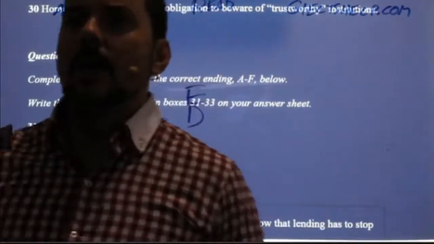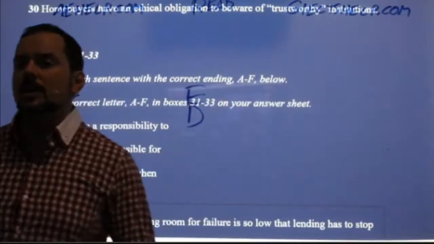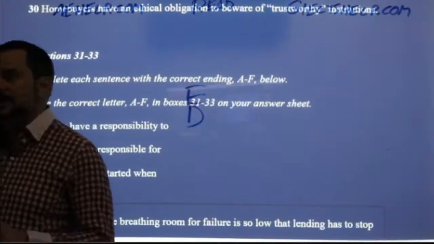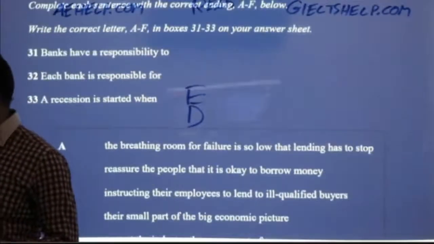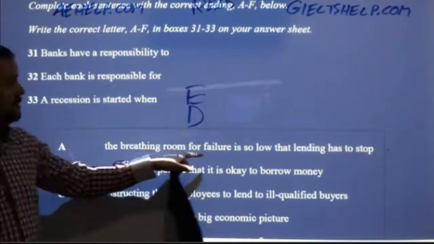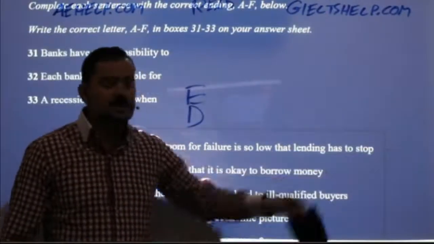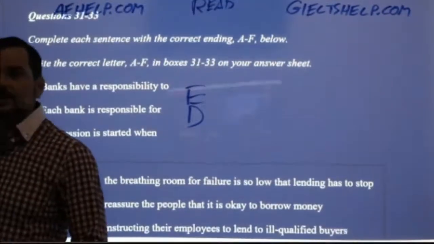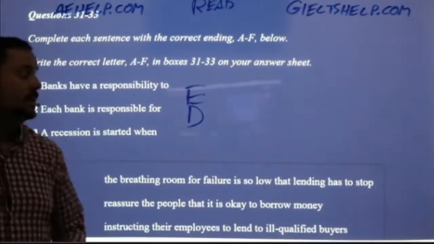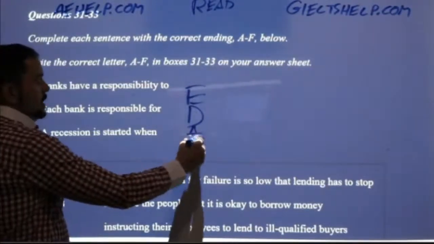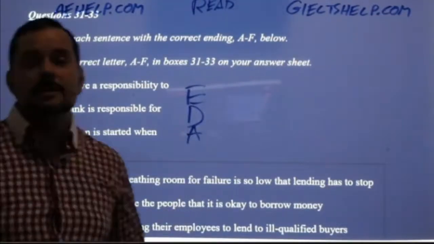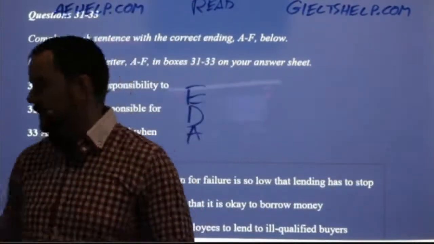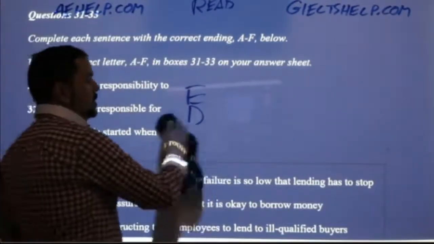Everything in the channel, we're using our exam book 1. So academic IELTS help exam book 1. Okay. So here, the breathing room for failure is so low that lending has to stop. If we stop lending, recession is started. So the correct answer is A. If banks are no longer able to loan money, that leads to recession, because that means we have to use the money that we have, and that devalues money very quickly. Okay. All right. Very good.